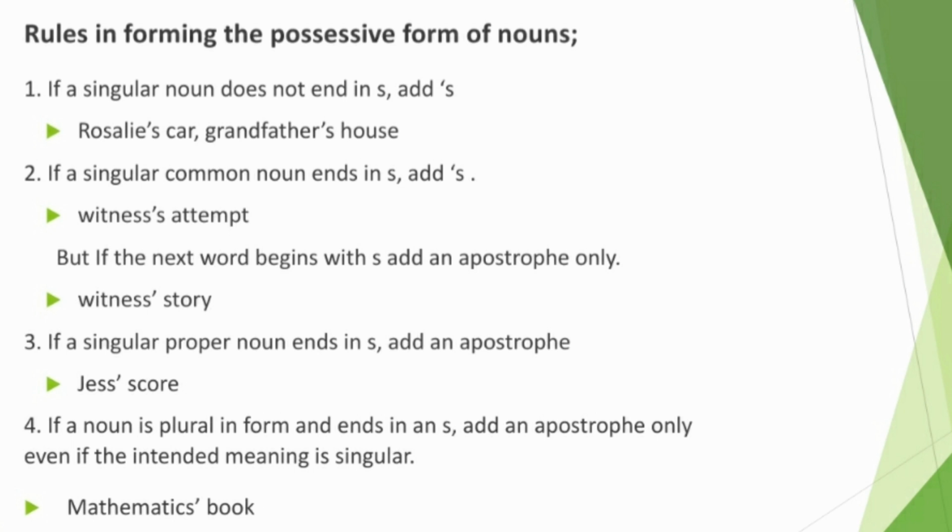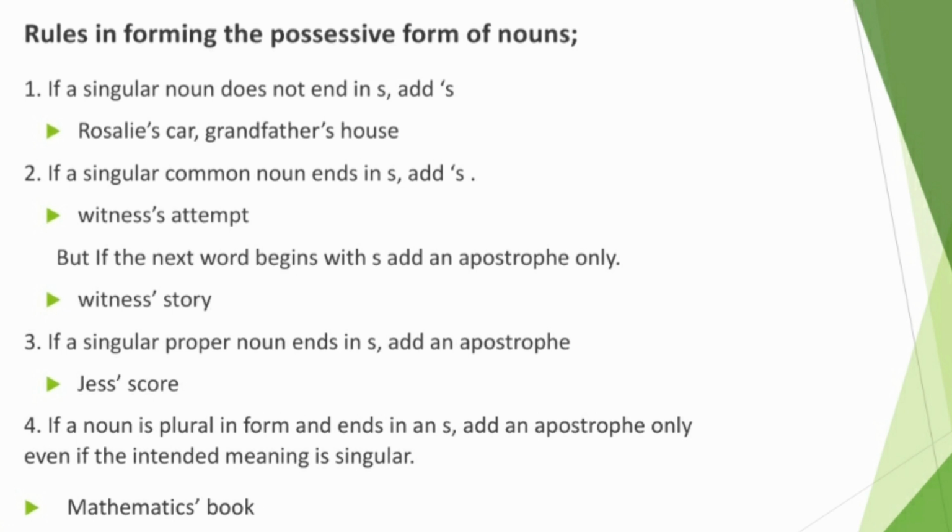First rule, if a singular noun does not end in s, add apostrophe s. Examples, Rosalie's car, grandfather's house. Rosalie, apostrophe s, then car. Grandfather, apostrophe s, then house. Another rule, if a singular common noun ends in s, add apostrophe s. Example, witness's attempt. Witness, apostrophe s, attempt.